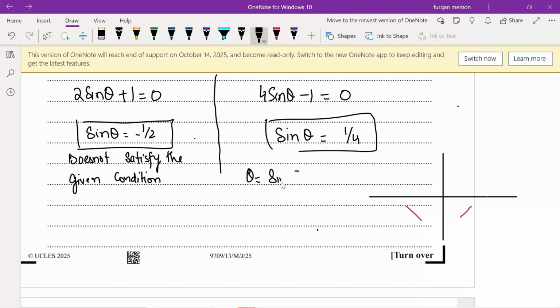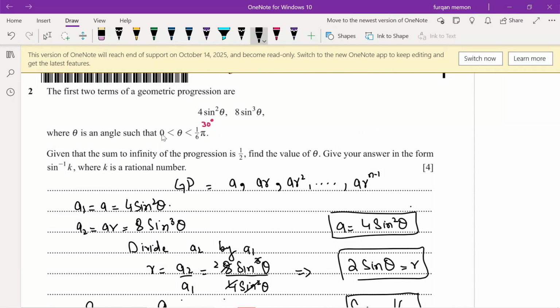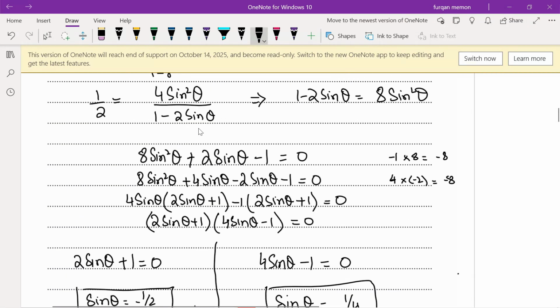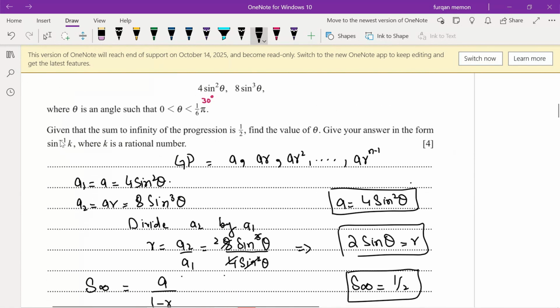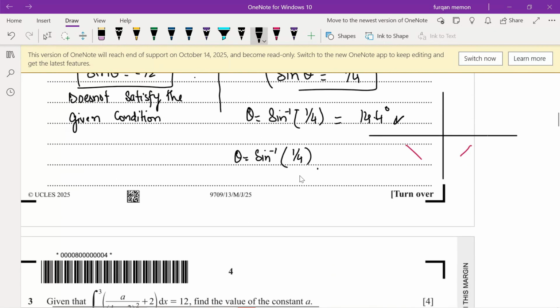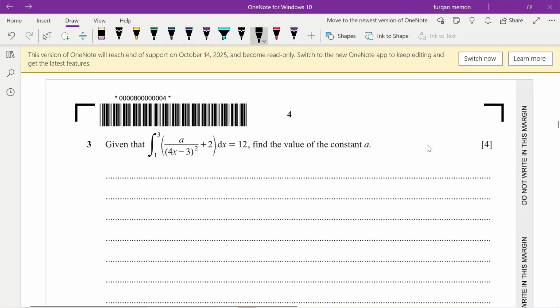On the other side, sine theta is equal to 1/4, and when we solve it, theta is equal to sine inverse of 1/4, and when we calculate it, it becomes 14.4 degrees. So this 14.4 lies between 0 and 30 degrees. So we can say that this angle satisfies the given condition. So theta is sine inverse of 1/4, and this is the required format. You can see that it is sine inverse of k, and k is equal to 1/4. Let's move to question number 3.